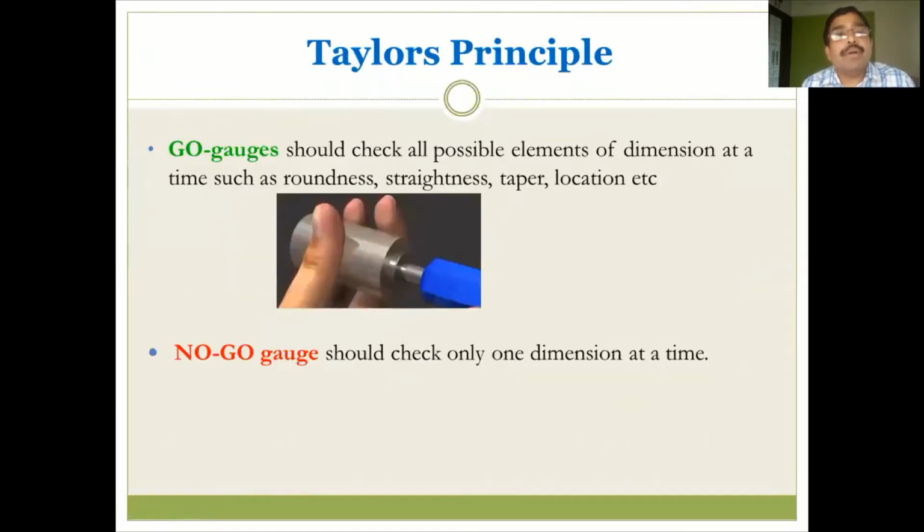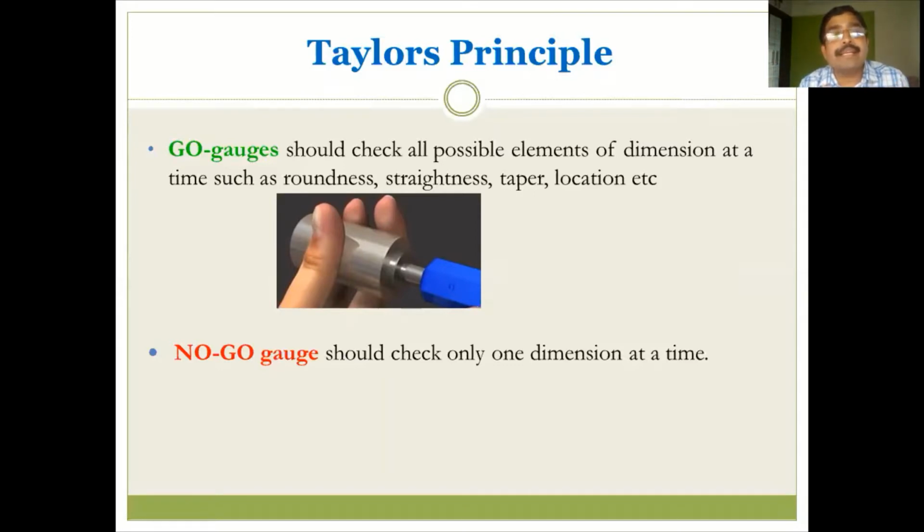Then, when we are talking about the go gauge, when we enter the go gauge into the hole, at that time we can check a number of parameters. We can even check the roundness just by rotating the gauge inside that hole. If you enter the gauge from one end to the other end, at that time we can also check the straightness. We can even check the taper and location also. So a number of parameters can be checked.